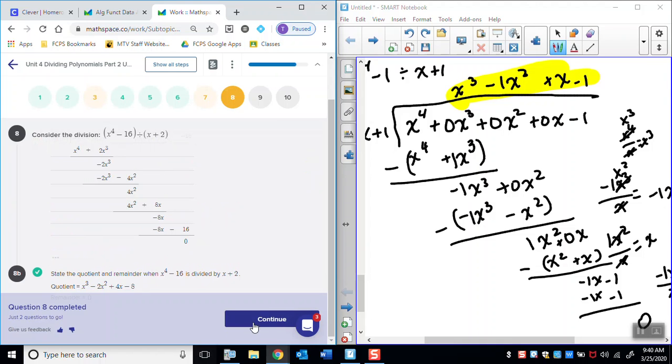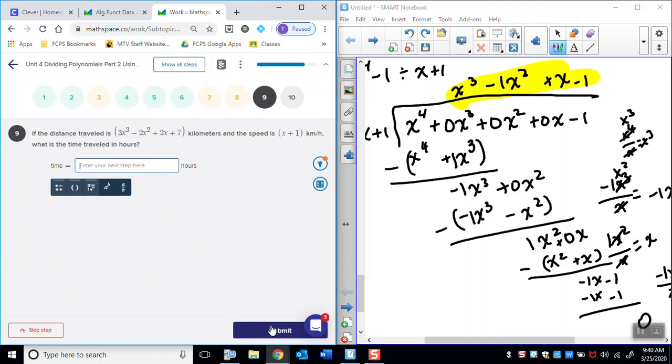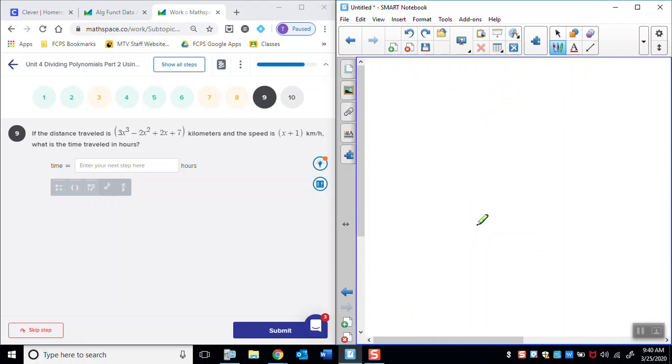Alright guys, last two problems. Well, MathSpace didn't give us the things to fill in, right? So we're just going to have to do this by hand. Okay, so here we go. It says here, if a travel distance is this, I'm going to write it out, 3x cubed minus 2x squared plus 2x plus 7, and the speed is x plus 1, what is the travel time?